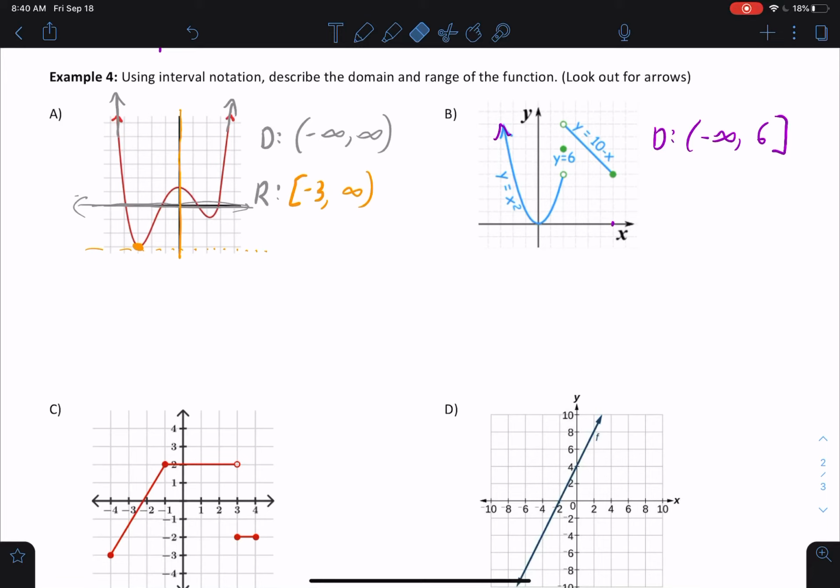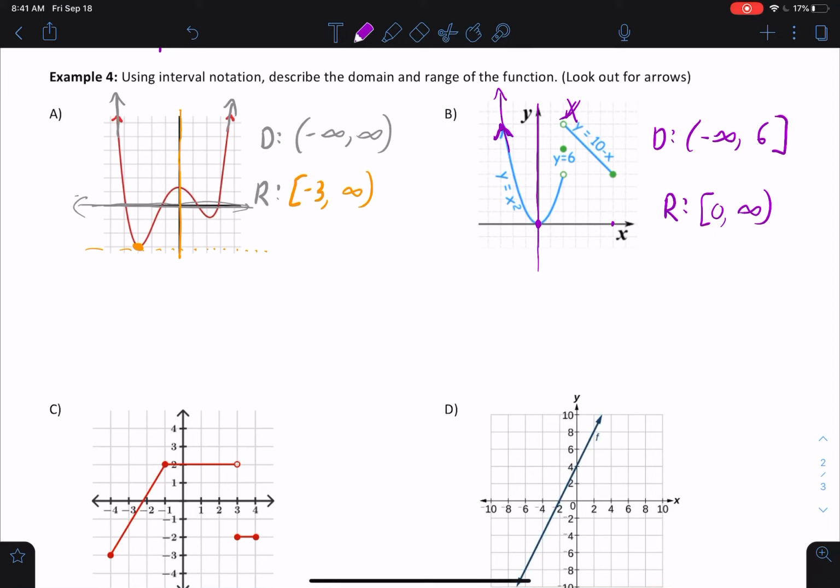Range: what's the lowest output that we get? If I look at the y-axis, the lowest is right here, an output of 0. That's a y-coordinate of 0. Now I see how far up I can go. You may think that we stop there because it's an open circle, but we have to look out for our arrows. Our arrow represents that this is going to go on forever and ever, all the way up. So the lowest value is 0, but the highest value is going to be positive infinity.